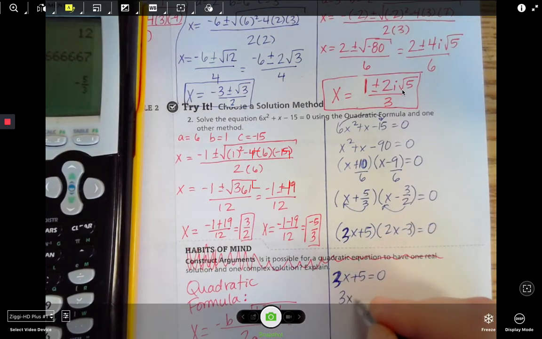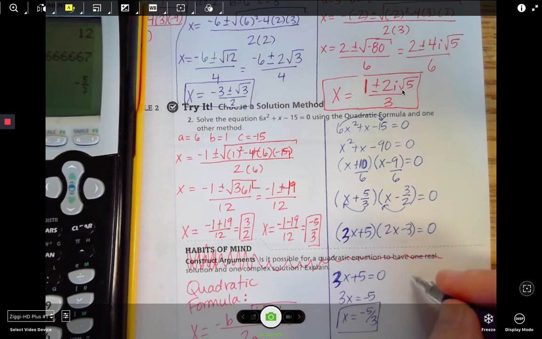So 3x is equal to negative 5, where x is equal to negative 5 over 3. And 2x minus 3 is equal to 0. 2x equals 3, and x equals 3 over 2.